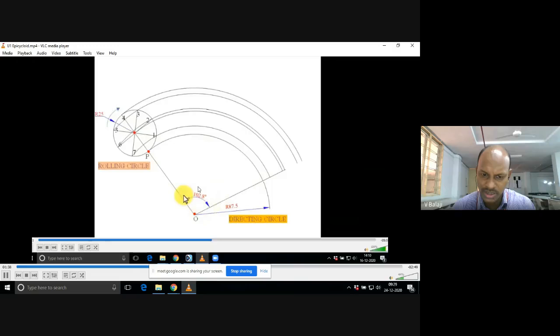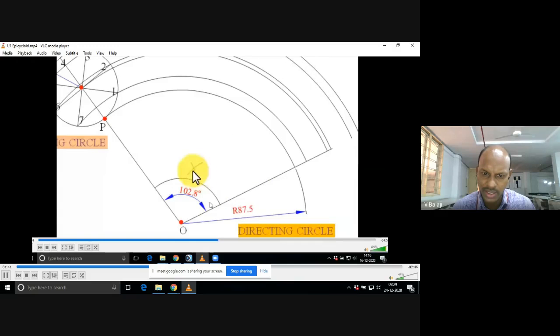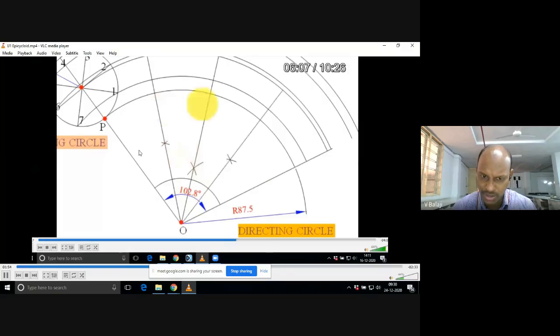Now this angle we are dividing. Or else, if you are not interested in using your protractor, you can do one thing. You know how to bisect an angle, right? In that method also you can do it, but he is showing the protractor method. First you divide the total angle into two parts, then bisect the first part again, you will get two more parts. Like that you can do 8 equal parts. But a simple way is you take your protractor, divide 102.8 by 8, you will get 11.6.